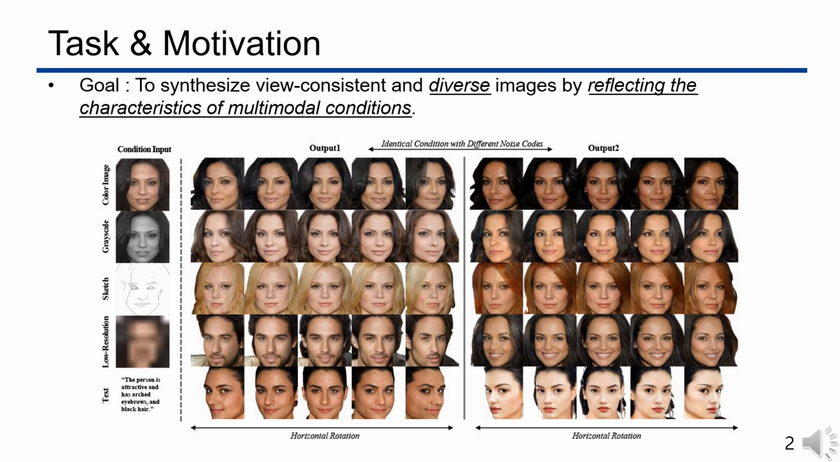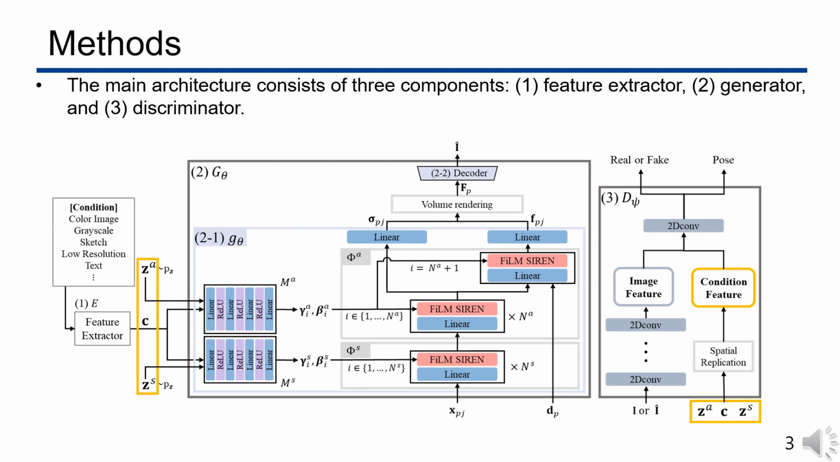In this paper, we propose a novel approach called the Conditional Generative Neural Radiance Fields, which generates multi-view images that reflect multimodal input conditions. To accomplish our goal, which is to synthesize view-consistent and diverse images by reflecting the characteristics of multimodal conditions, we designed a model that can generate diverse images with different fine details, sharing the coarse characteristics of condition inputs. As an input, the global feature factor extracted from the input condition is fed to the network along with the noise codes, randomly sampled from a Gaussian distribution.